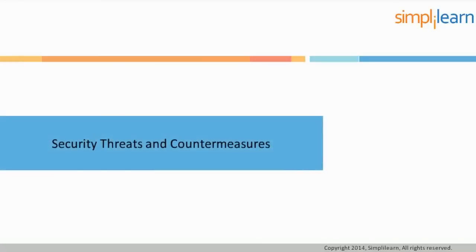The last topic of this lesson is security threats and countermeasures, which describes the security architecture and design vulnerabilities and countermeasures to reduce the associated risks. In this topic, we will discuss the system vulnerabilities and threats and also list the best practices. Let us start with system vulnerabilities and threats in the next screen.